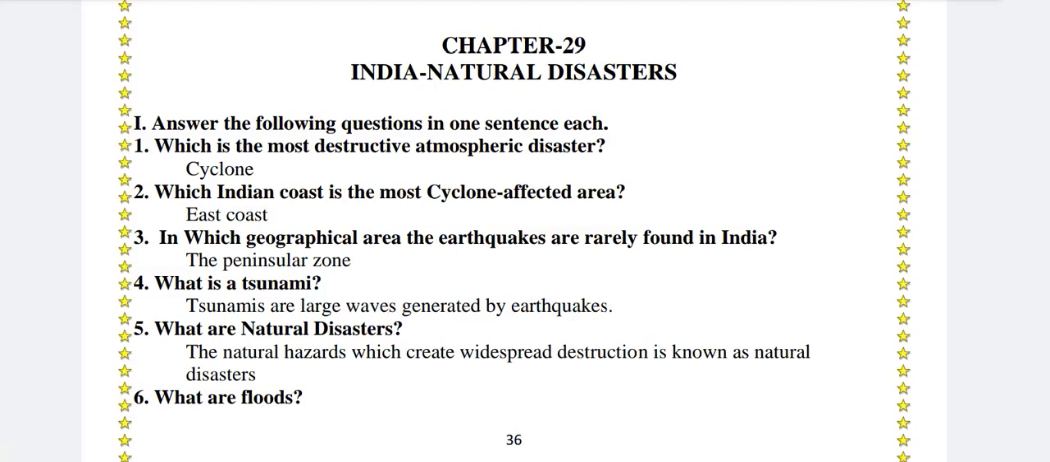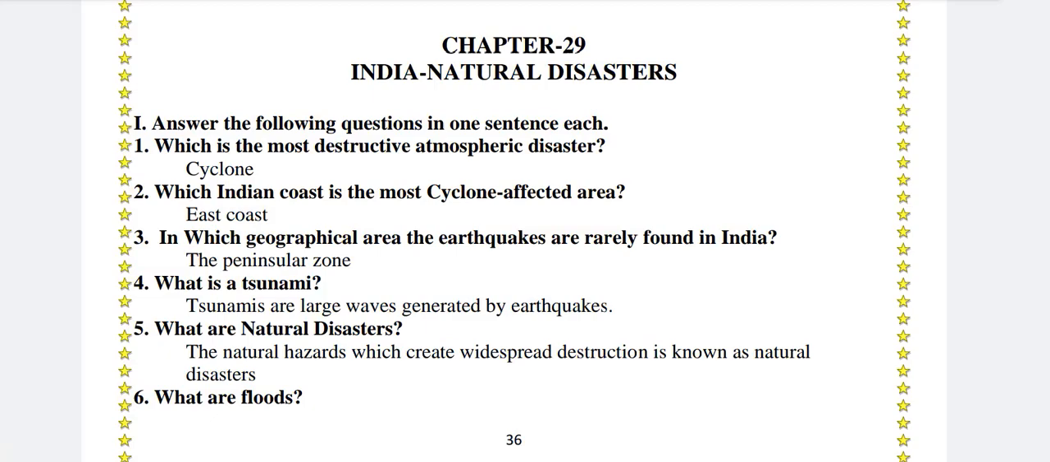Chapter 29, India Natural Disasters. Which is the most destructive atmospheric disaster? Cyclone. Which Indian coast is the most cyclone affected area? East Coast. In which geographical area are earthquakes rarely found in India? The peninsular zone. What is a tsunami? Tsunamis are large waves generated by earthquakes.